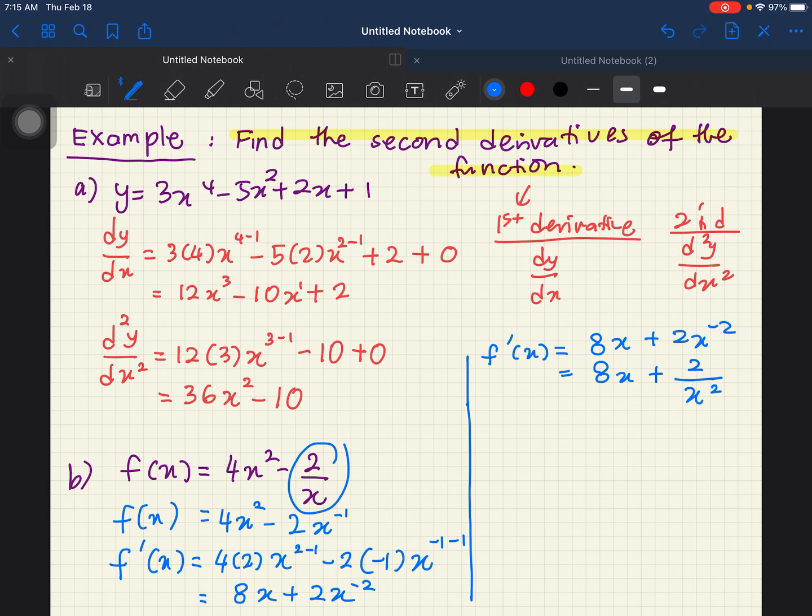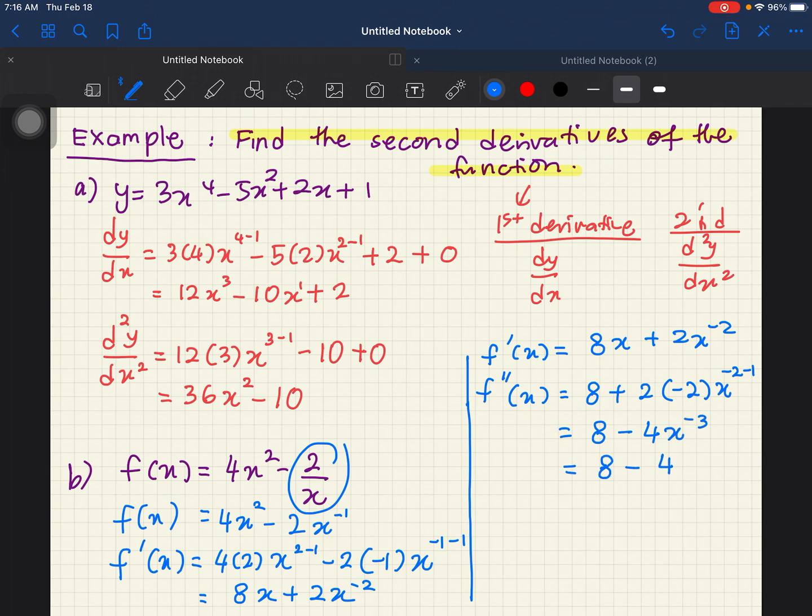But in my case, we don't want to change it to its final form yet. Why? Because we are going to continue with double differentiation. So I continue to do the f double prime x. It will be 8 plus 2 times negative 2 times x to the power of negative 2 minus 1. So I'll get 8 minus 4x to the power of negative 3, or now you can simplify it to be 8 minus 4 over x cubed. Easy, right? Double differentiation or second derivative.